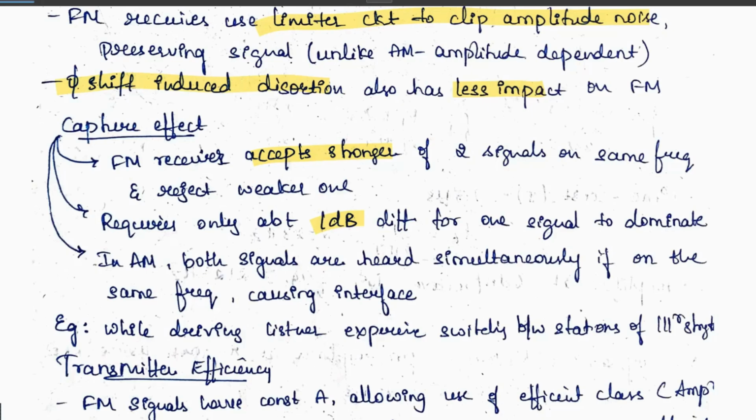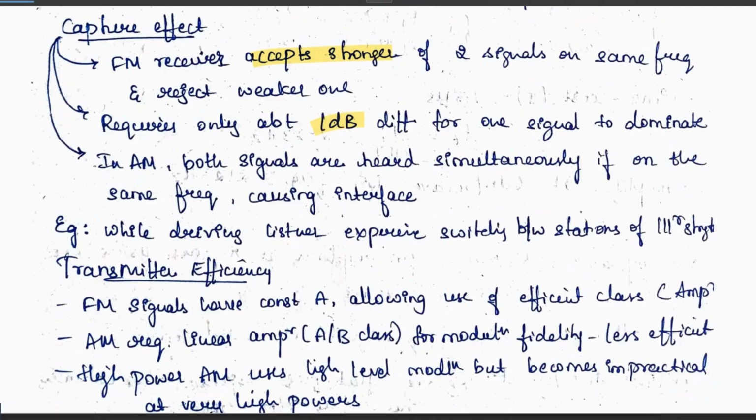In AM, both the signals are heard simultaneously if they are of the same frequency, causing interference. For example, while driving, a listener can experience switching between the stations. When you are listening to the radio, there is a switching between the two stations, so that it always attempts to accept the stronger signal of similar strength.